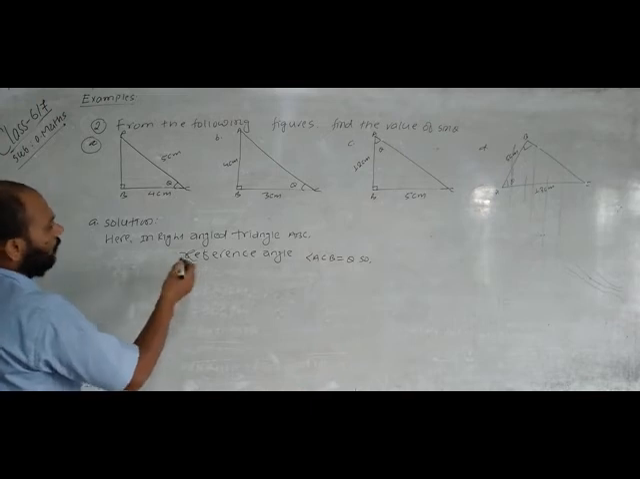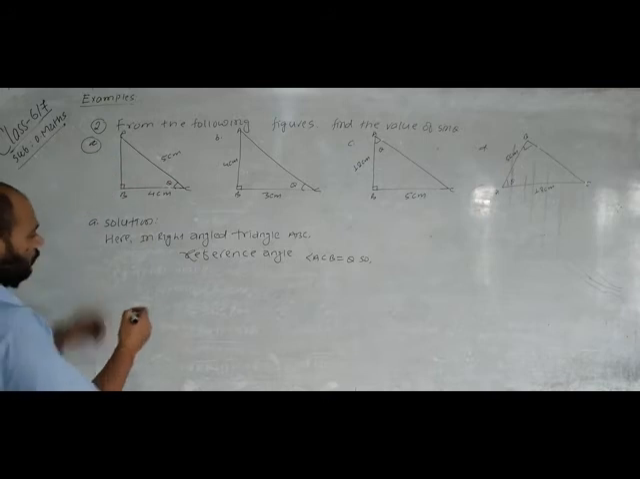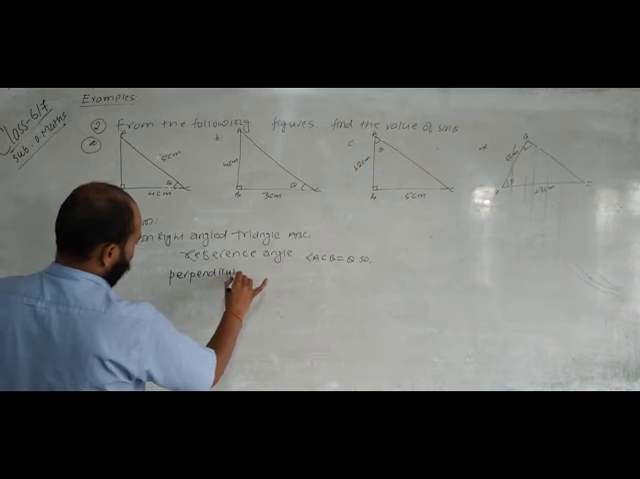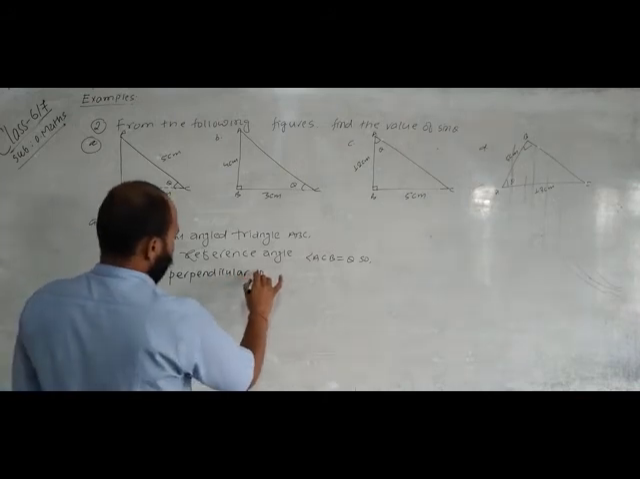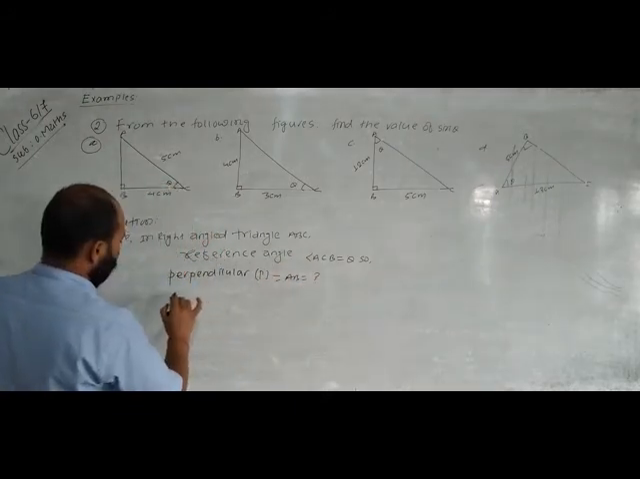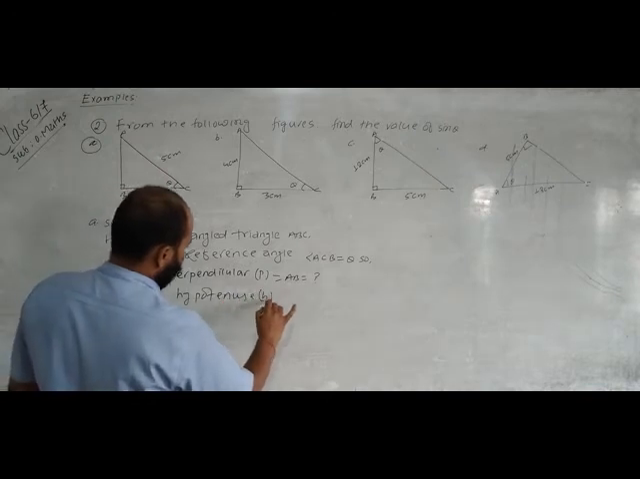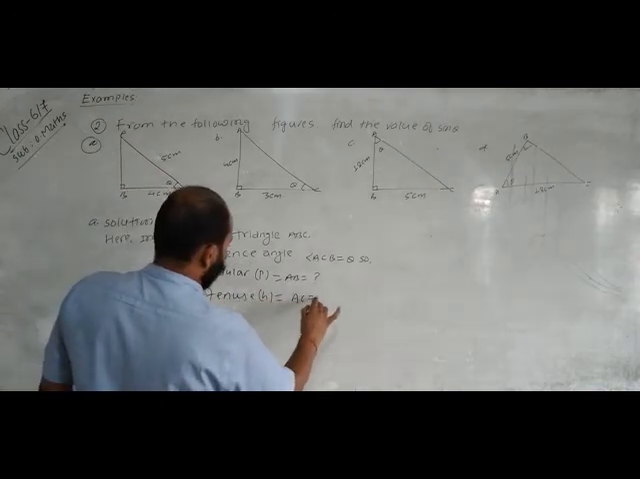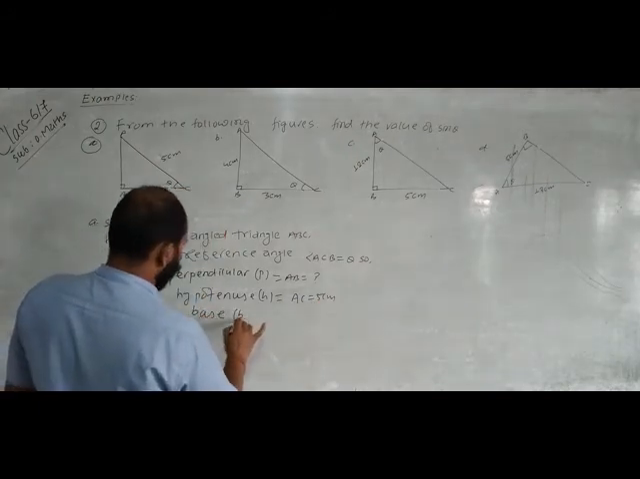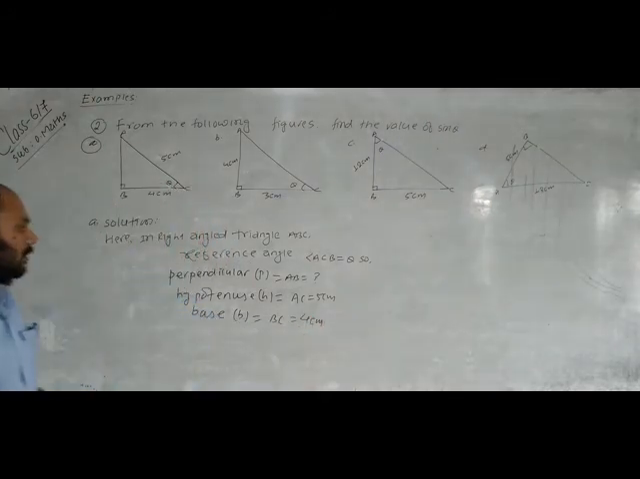Okay. And you know the opposite side of theta is called the perpendicular. So perpendicular P is equal to AB, which is not given. And hypotenuse H is equal to AC is equal to 5 cm, and base B is equal to BC is equal to 4 cm.